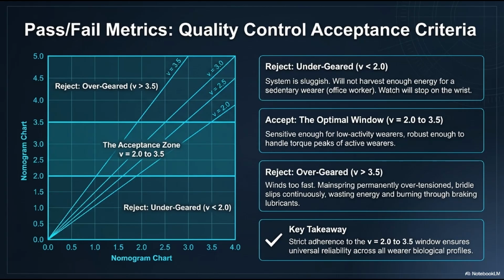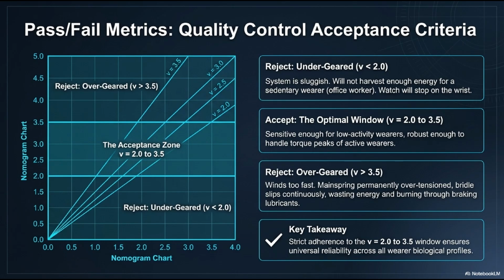Now that we have our V number, what does it mean? We must apply pass/fail metrics to establish quality control acceptance criteria. Look at the nomogram chart. It is divided into zones. Let's start with the top left. Reject, overgeared, V greater than 3.5. If the winding speed is higher than 3.5, the watch winds too fast. The reduction ratio is too aggressive. The mainspring will be permanently overtensioned on the wrist, the bridle will slip continuously and violently, wasting massive amounts of energy, destroying the braking lubricants, and prematurely wearing out the barrel wall. Fail.